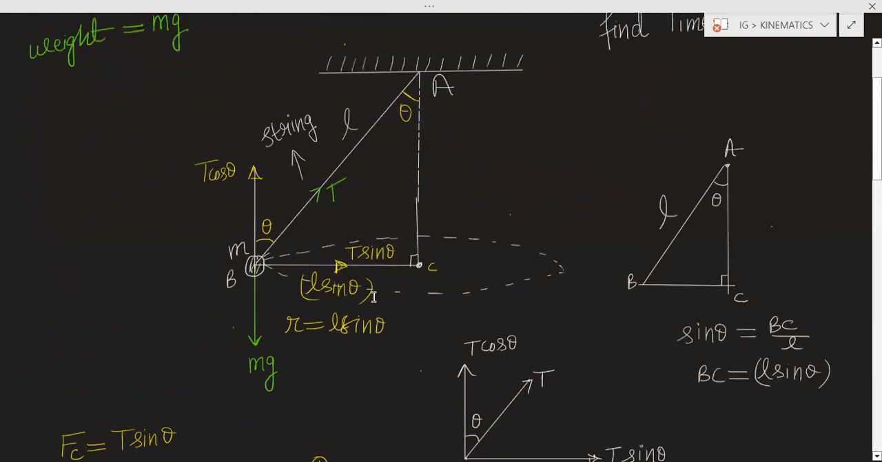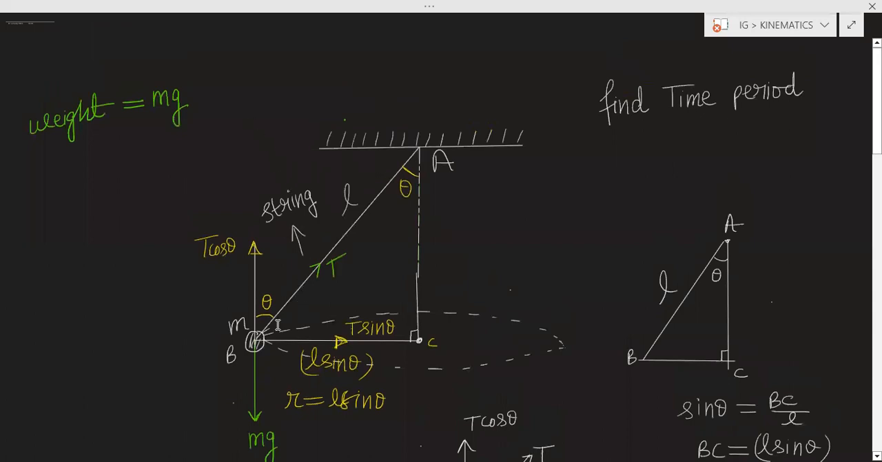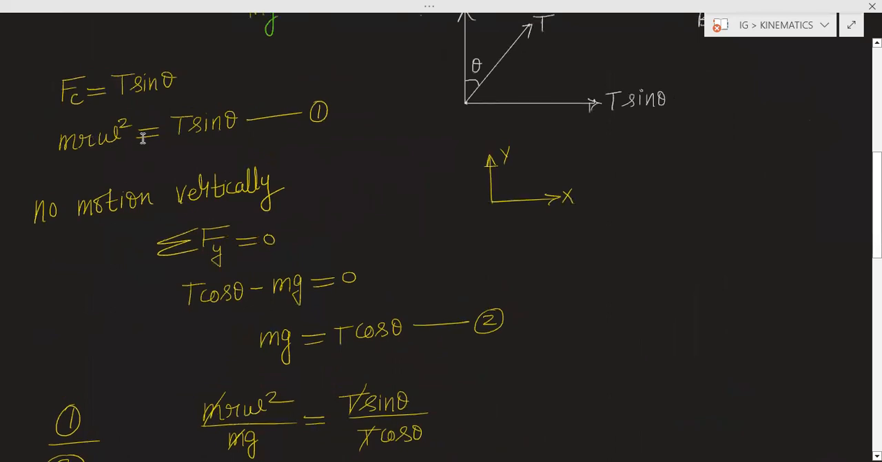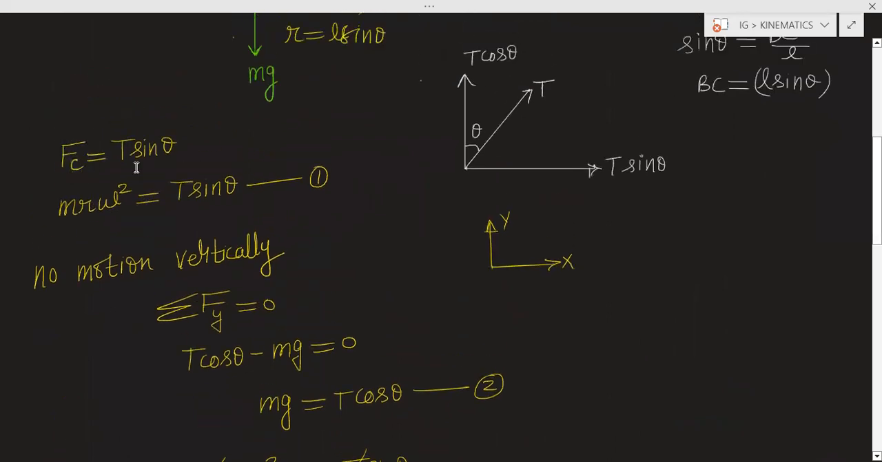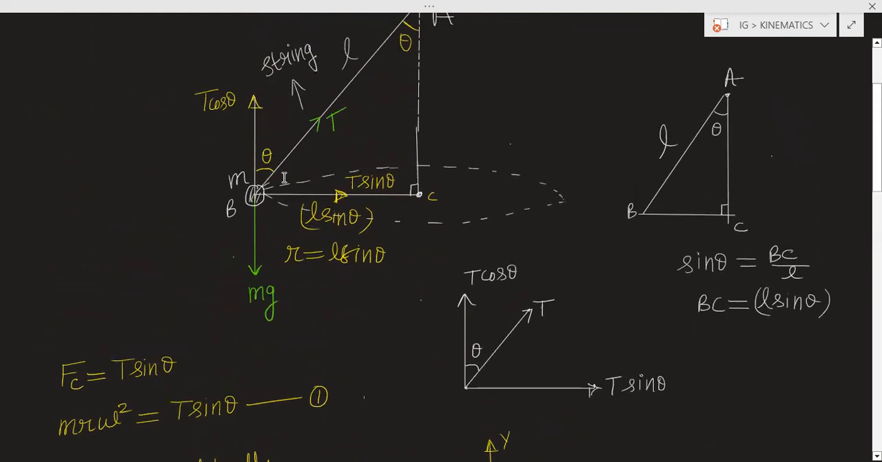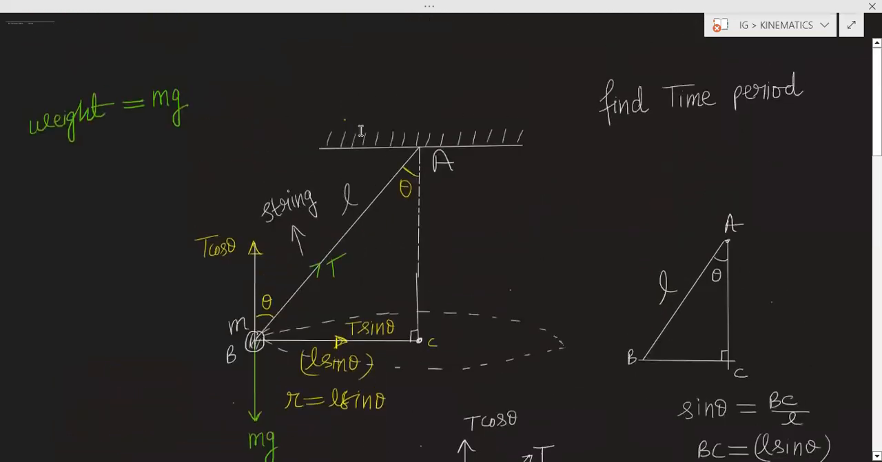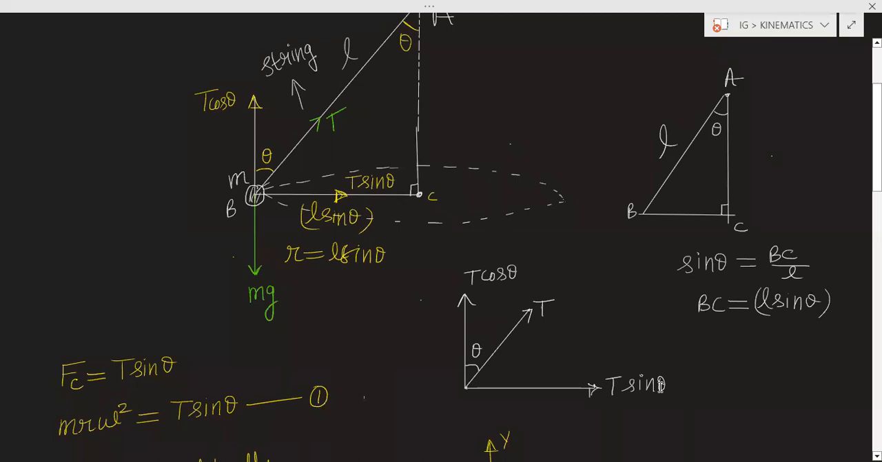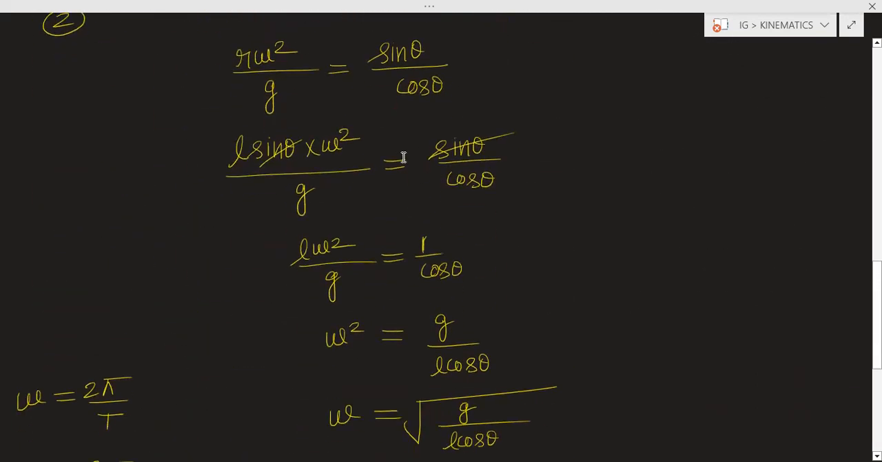Here we have used the concept of the centripetal force to prove this. What I used here: the net force toward the center will be the centripetal force. This Fc is the centripetal force, and that is equal to the net force toward the center. The net force toward the center here is T sine theta, and the rest of the things is just the vector and math and calculation.